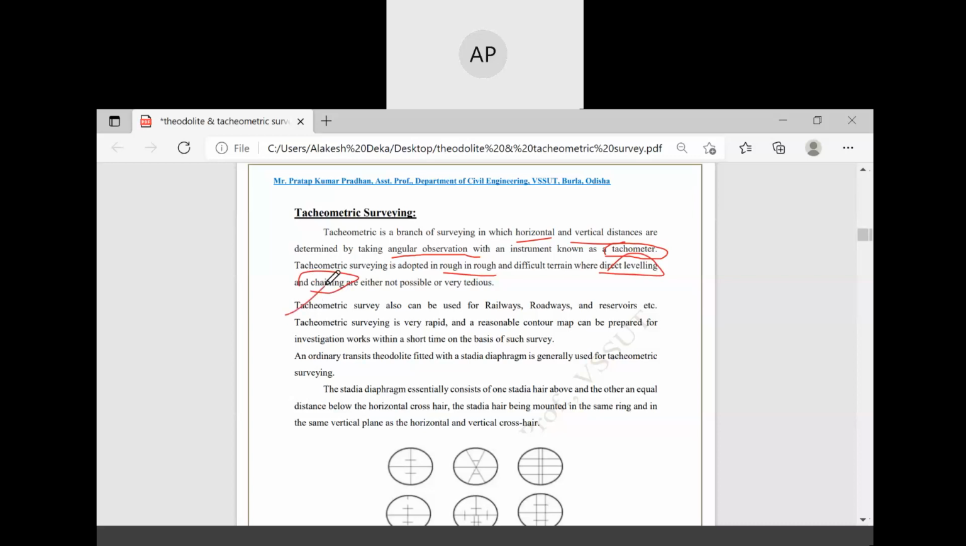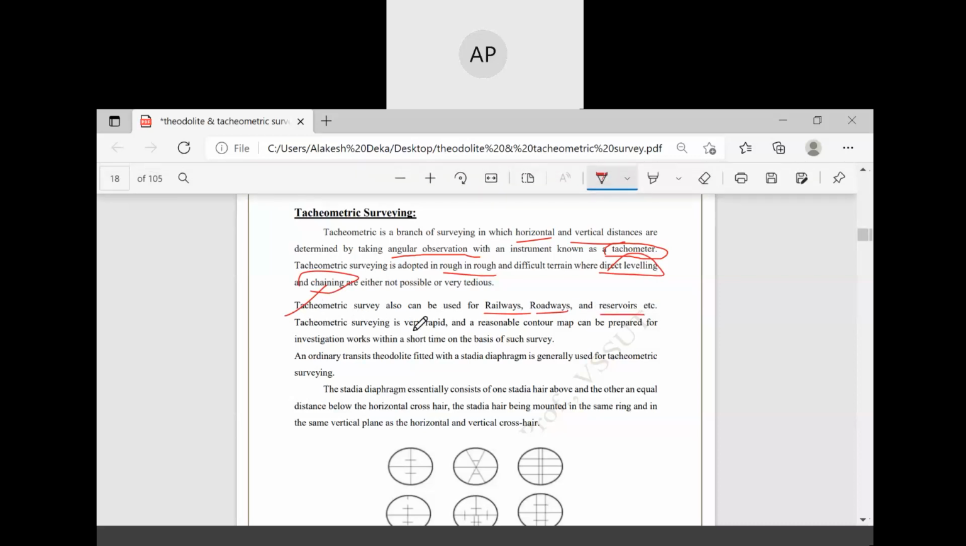Tachometric survey can be used for railways, roadways, reservoirs, etc. Tachometric survey is very rapid. A reasonable contour map can be prepared by investigation work within a short time on the basis of such a survey. An ordinary transit theodolite fitted with a stadia diaphragm is generally used for tachometric surveying.